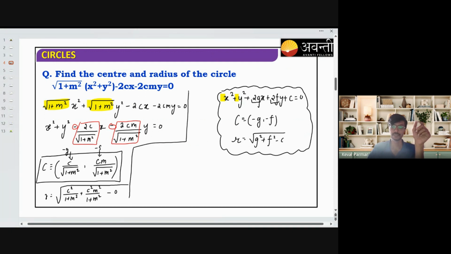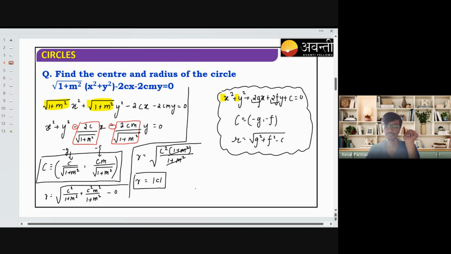And here, as you can see now, my radius will be equal to under root of, here from the numerator, I can take c square common. So I'll get c square into 1 plus m square upon 1 plus m square. So these two will get cancelled. So r will be equal to mod of c. This is my answer. I hope you got it.